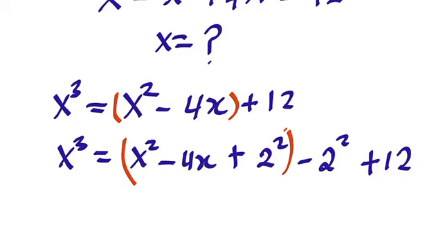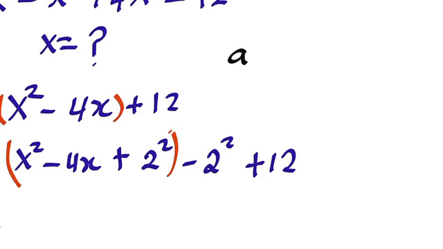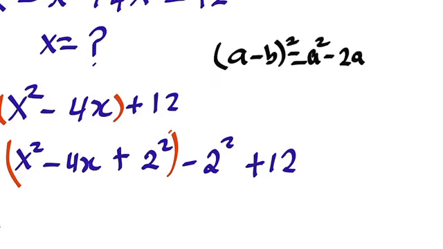So we're going to have x to the power of 3 equals... Since this is a perfect square, you know that when you have a minus b all squared, this is going to be a squared minus 2ab plus b squared. So that's the perfect square. Understood? That's what we're going to do here.